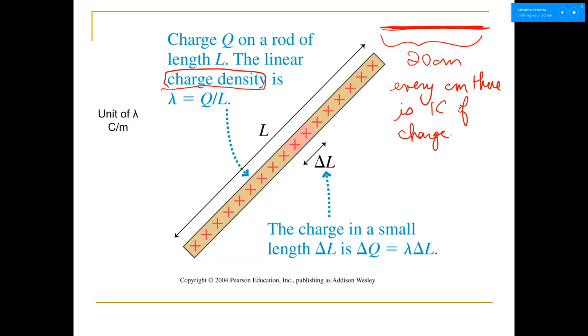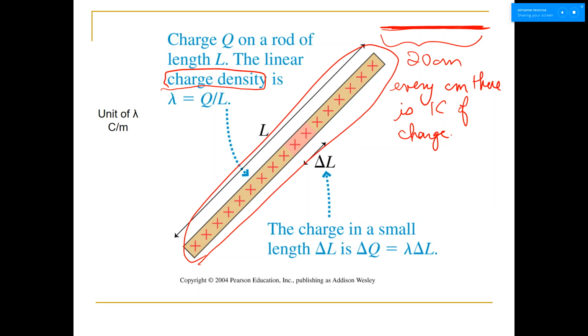Everyone's okay with what I just explained? What was convenient about the charge density that Mark came up with? When you're looking at this wire, we're going to call it a wire just because we're not going to make it into a rectangle.